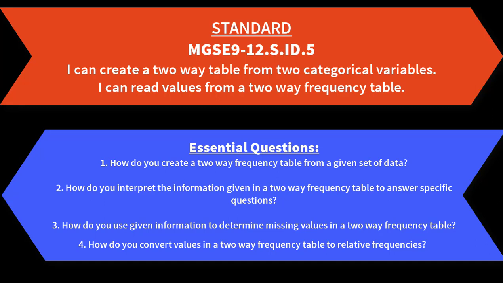Today's essential questions are: number one, how do you create a two-way frequency table from a given set of data? Number two, how do you interpret the information given in a two-way frequency table to answer specific questions? Number three, how do you use given information to determine missing values in a two-way frequency table? And lastly, number four, how do you convert values in a two-way frequency table to relative frequencies? Make sure you write the standard and the essential questions in your composition notebook.